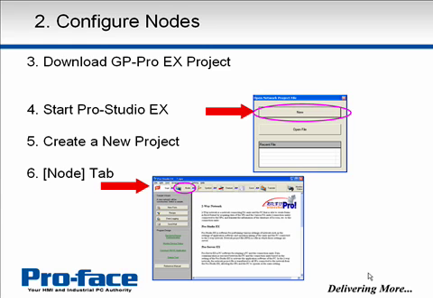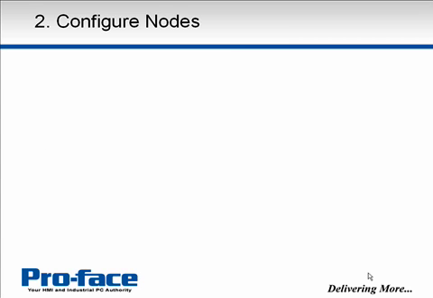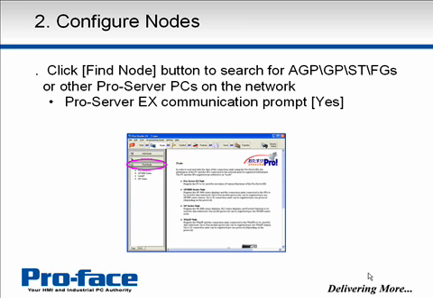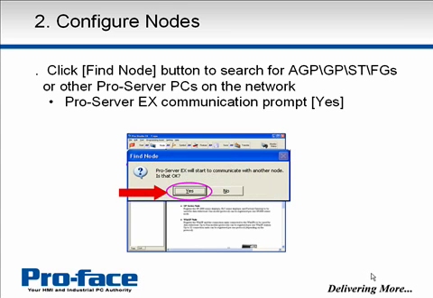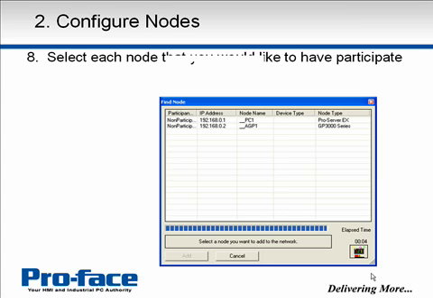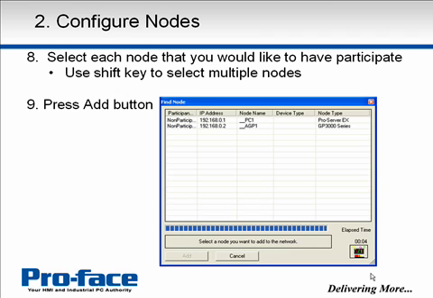Create a new project and specify the nodes that are going to participate on this project. If you have the participating nodes already connected to the network, you can use the Find Node button to search for existing AGP or other HMI devices on the network. Once you have a list of all the available nodes, you can choose which ones you want to have participate and then add them by pressing the add button.